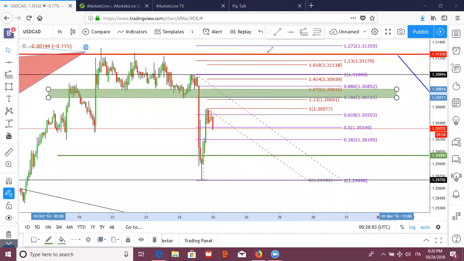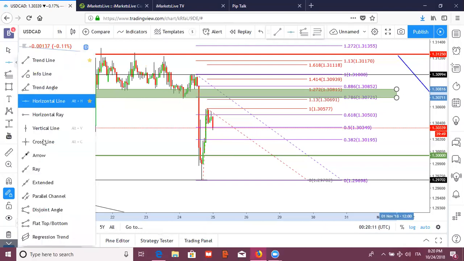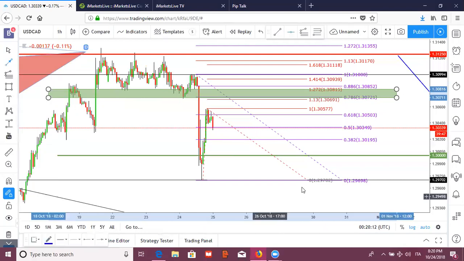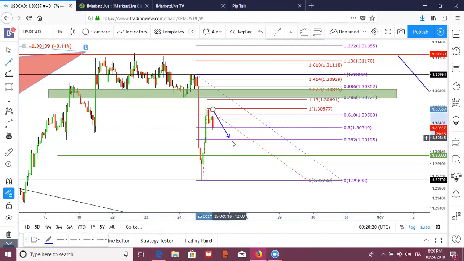So we can possibly see something like this right here for USD CAD to continue down to our target, because this is target 1 right here. Hold on, let me do this. So we can look for price to push down to 61.8, and then push all the way up to the zone up here. Okay.